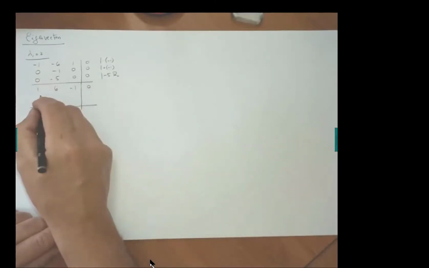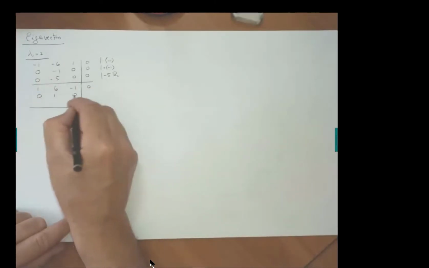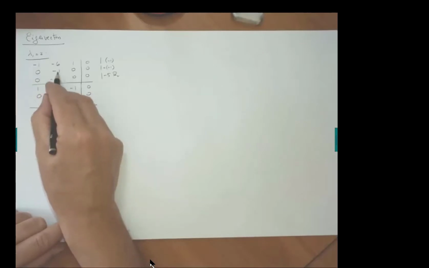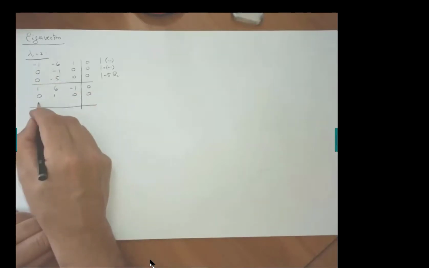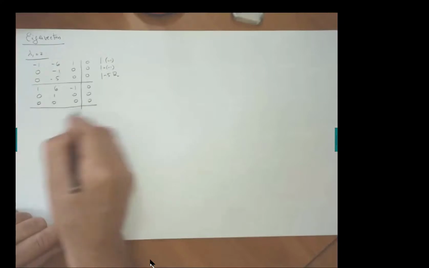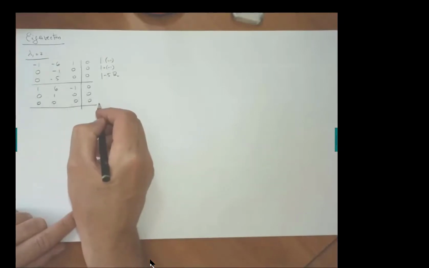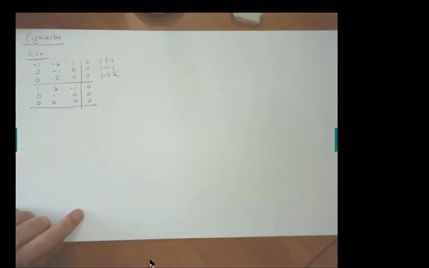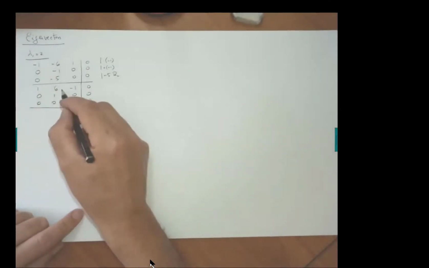This times -1, 0, 1, 0, 0. This plus 5, -5 times this is 0, 0, 0, 0. We have our 0 row. So we know that's a good sign. That means our calculation of the eigenvalue seems to have been correct. The last thing is, this is row echelon form.